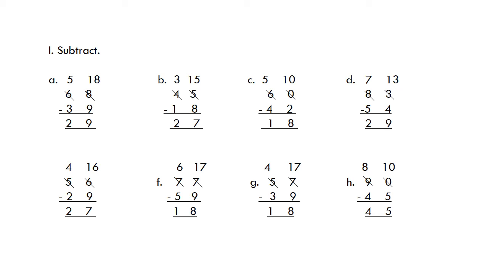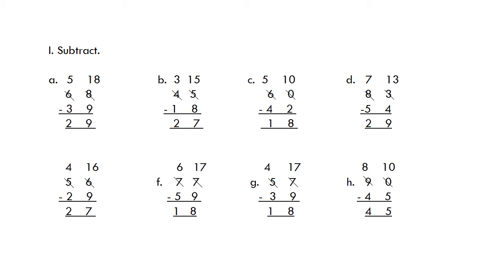Now next part H. 90 minus 45. Children, start subtracting from ones. Here you cannot subtract 5 from 0 because 5 is greater than 0. So we borrow 1 from tens. The number in tens is 9. So 9 becomes 8 and the 0 becomes 10.